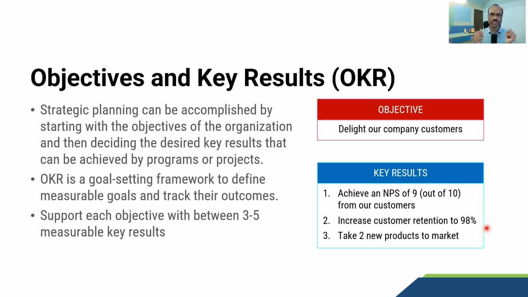Each of these key results may need a project. For example, if you want to achieve a net promoter score of 9, you may need a project. You need to check what is the current NPS. How do we reach from the current level to the desired level? So we need to do it as a project. Increasing customer retention, again, that may need a project. Taking 2 new products, each product may need a project. So we set objectives, we set the key results, and that may lead to the projects.